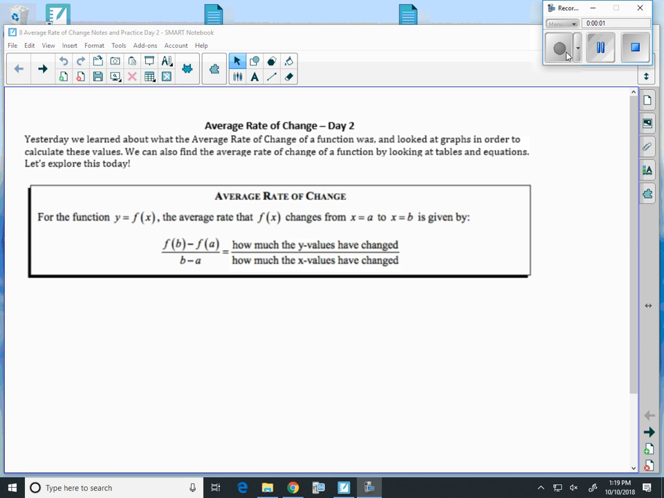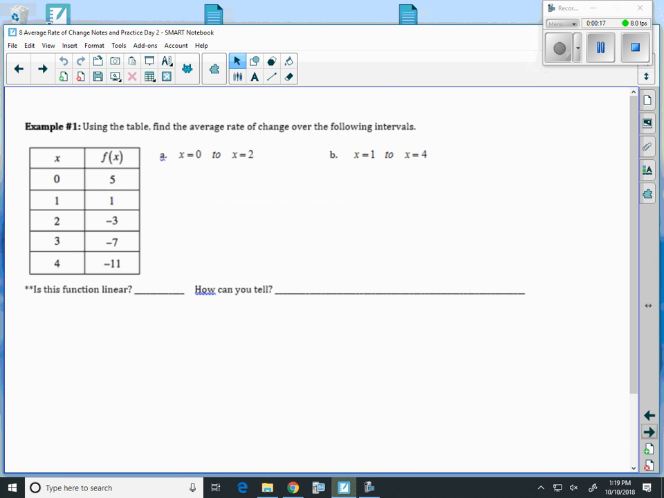When we did average rate of change on Monday, we talked about finding slope, which is the same thing as average rate of change or rate of change. Today, we're going to look at what kind of functions we have based on the average rate of change that we get. So if we have a table, and I give you the x values, can you easily find the y values?